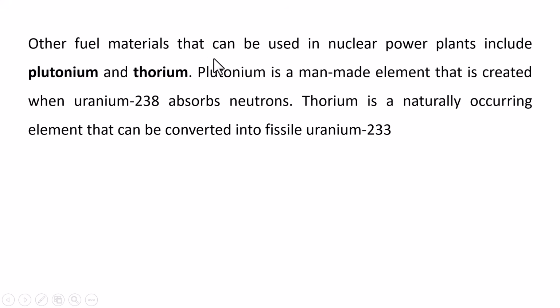Other fuel materials that can be used in nuclear power plants include plutonium and thorium. Plutonium is a man-made element that is created when uranium-238 absorbs a neutron. Thorium is a naturally occurring element that can be converted into fissile uranium-233.